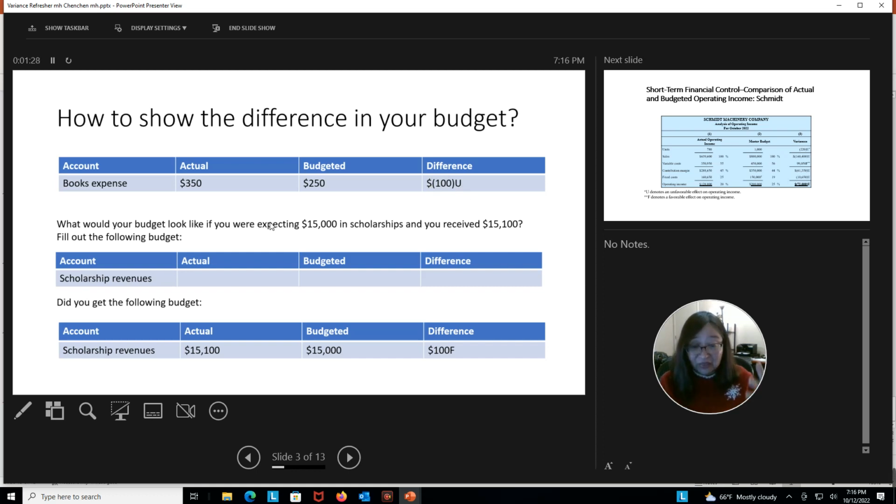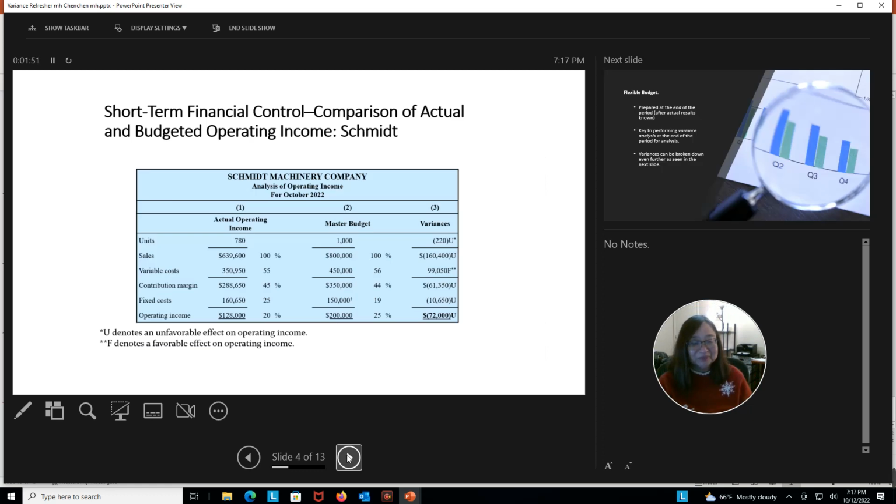So let's look at another example. What would your budget look like if you were expecting $15,000 in scholarships but got $15,100? So let's look at this. The actual scholarships were $15,100. You're expecting $15,000. Well, that is a $100 favorable variance. Okay, so that's good news.